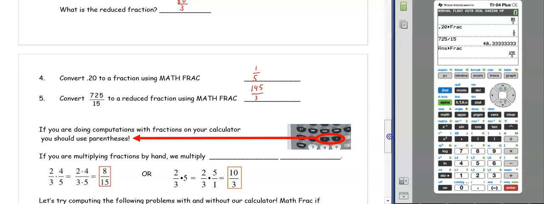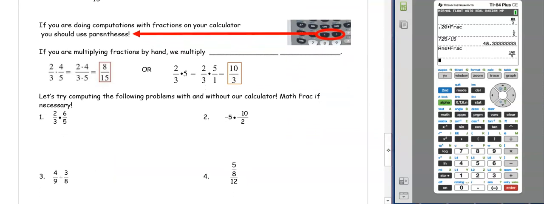So in the next step, when we are going to be multiplying fractions or dividing fractions, we need to use parentheses. If you are going to multiply your fractions by hand, then we are going to multiply the numerators together and the denominators together. So here we can see 2/3 times 4/5. We have 2 times 4, which gets us 8, and 3 times 5, which gets us 15.